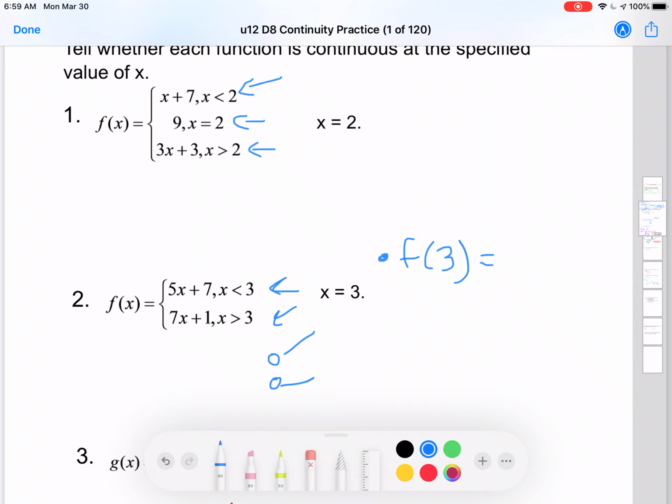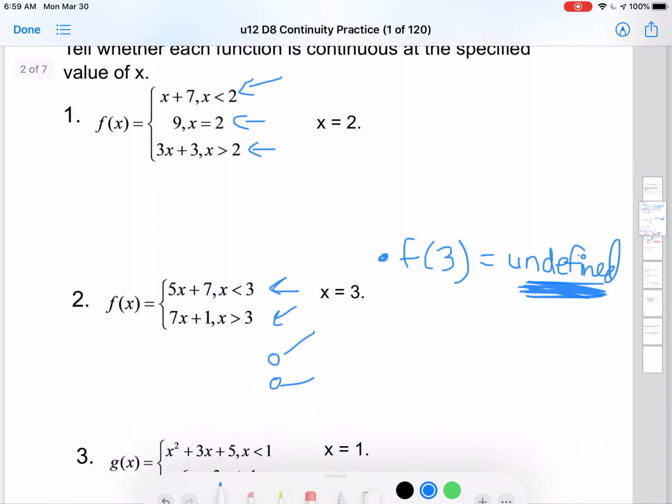So we can say that this is undefined. And I know that happens on Delta Math. When you can't find a function value, it is undefined at that value. That will happen on your test with a graph. So please do remember that. You can't find a function value, it's undefined. Okay, so you guys are going to try number 3, so you can pause the video.